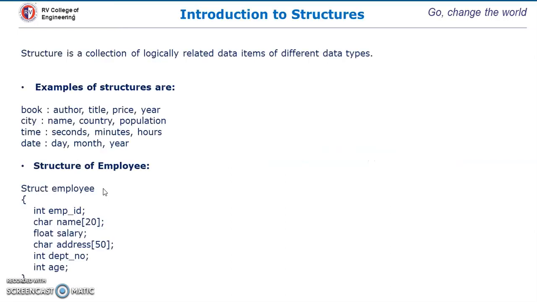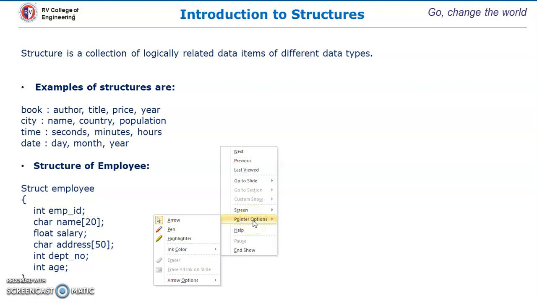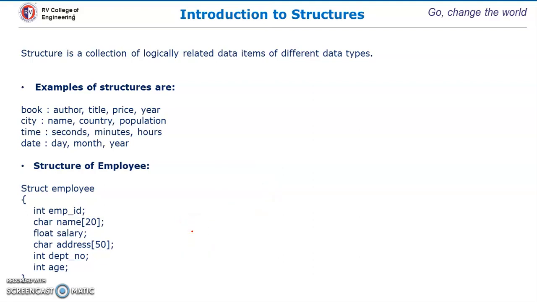So what is a structure? A structure is a collection of logically related data items of different data types. We can understand it like this: an array is a collection of similar type of data items, whereas a structure is a collection of different types of data items.